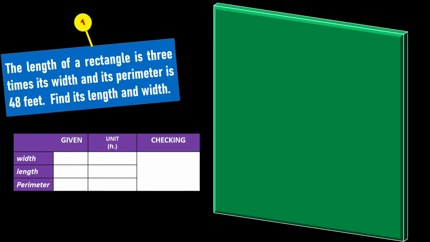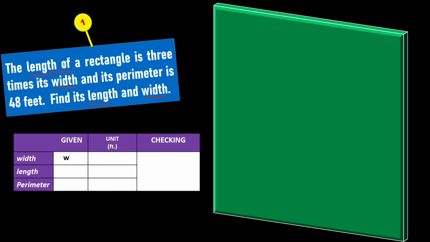Problem number 1. The length of a rectangle is 3 times its width and its perimeter is 48 feet. Find its length and width. So, ang unknown dito ay yung length and width ng rectangle. So, based on the problem, ang width ay walang description. So, let W be the width.